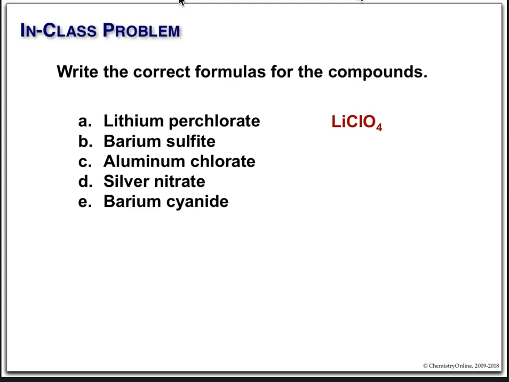Any questions? Okay. Barium sulfite. Barium is Ba, it's a +2, right? Our sulfur family is a -2, so that's convenient. If sulfate is SO4, sulfite is 1 less, it's SO3.